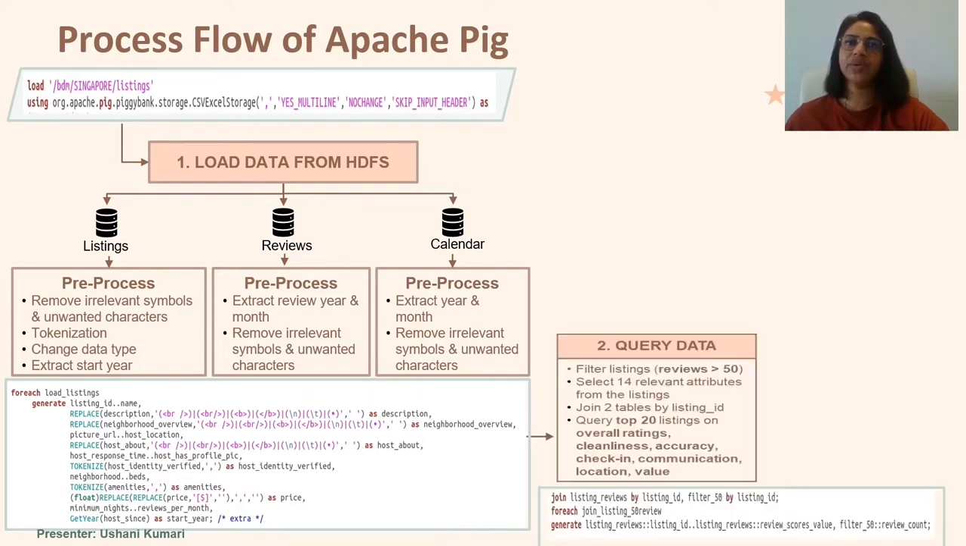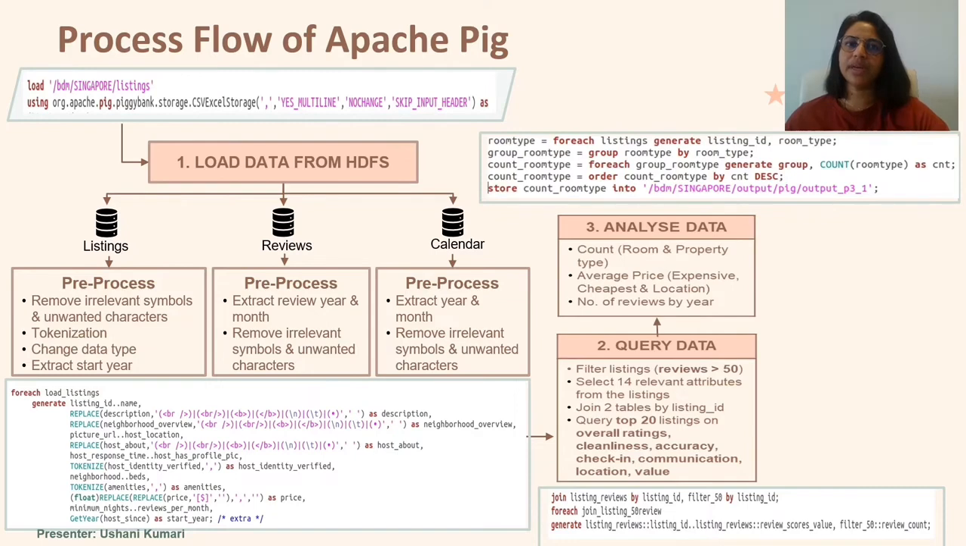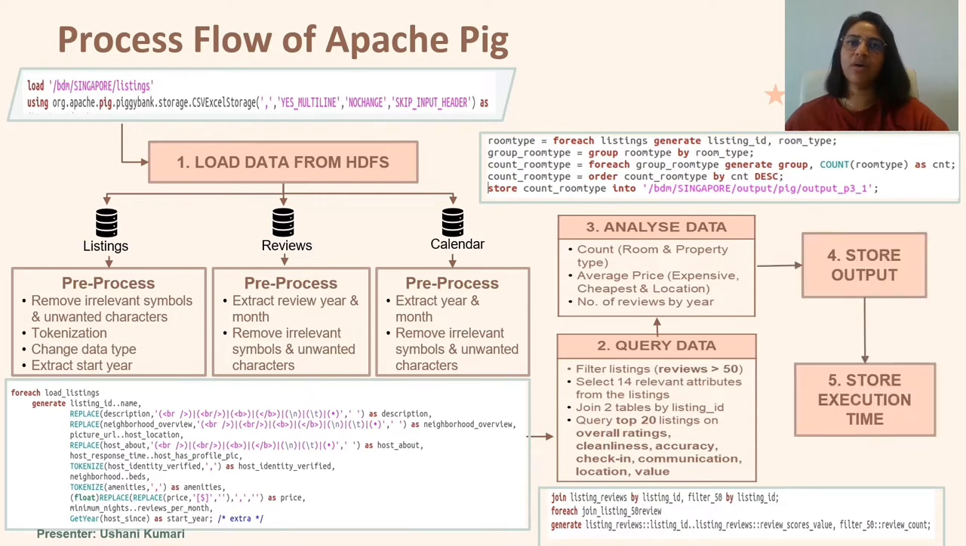The second step is querying data. In this stage, listings with more than 50 reviews were filtered from reviews. Finally, a combined table was generated by joining the two tables by listing ID. The top 20 listings were queried on selected attributes. The next step is analyzing data. The analysis of room type is shown here. Next, outputs are stored. Finally, the execution time for each of the above steps was measured.